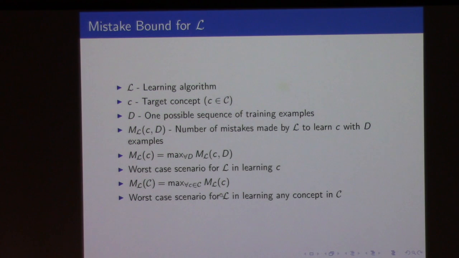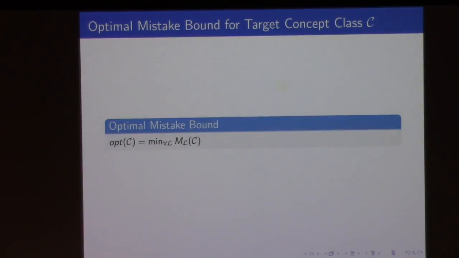But actually, we want to go one step further, and we want to actually remove the learner as well. What this says is this number, opt of C, is how many mistakes the best learner can make for this concept class. This defines the complexity of that concept class.